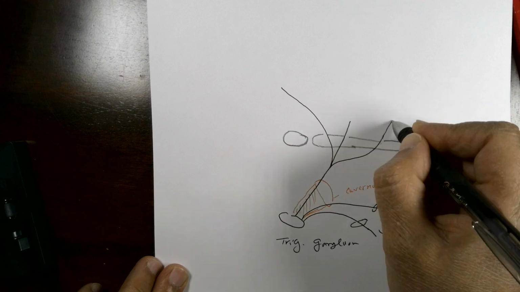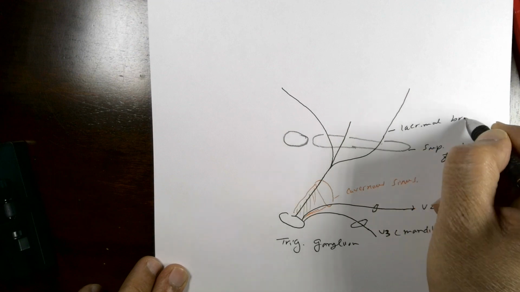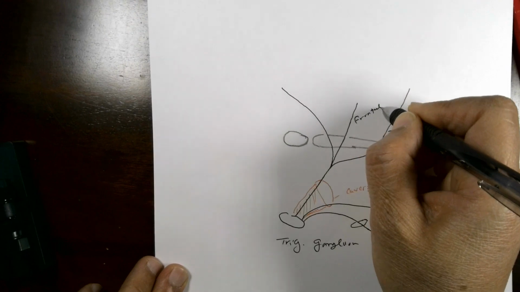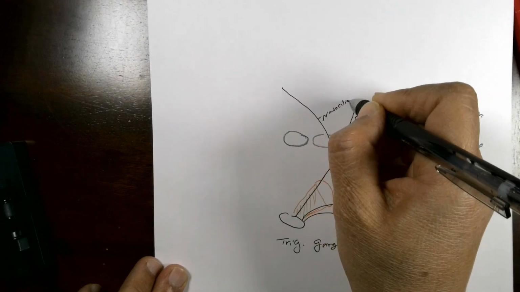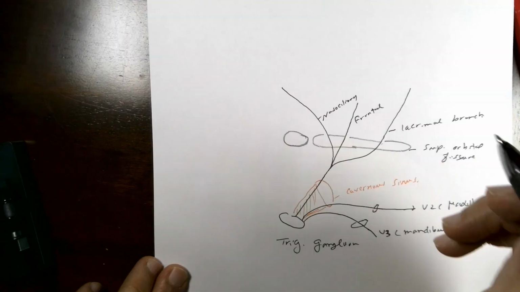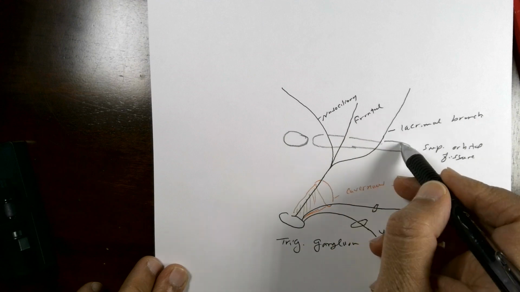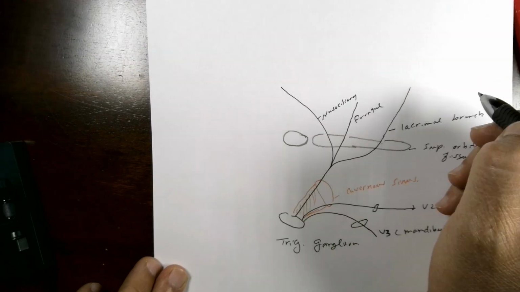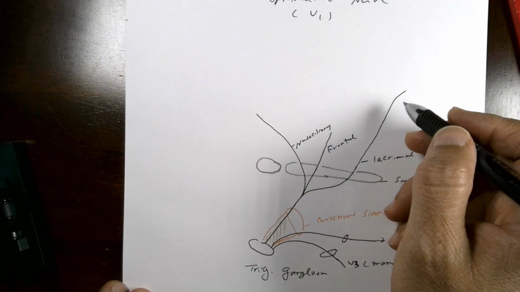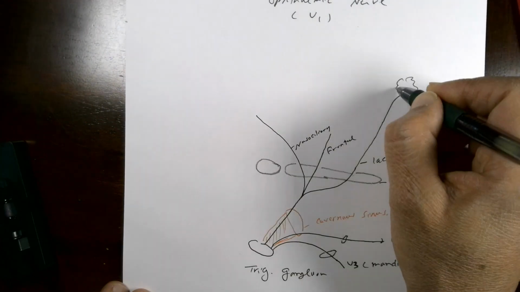This is the lacrimal branch, this is the frontal branch of the ophthalmic, and this is the nasociliary branch. The three of them enter the orbit through the superior orbital fissure. The lacrimal continues its path in the lateral side of the orbit until it reaches the lacrimal gland laterally.